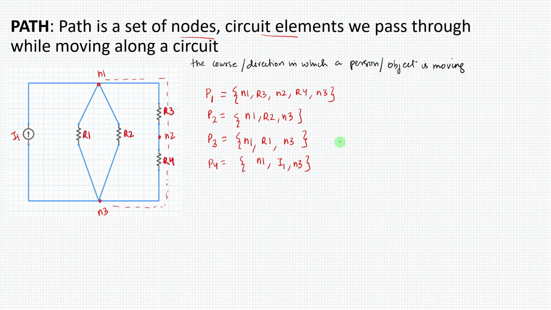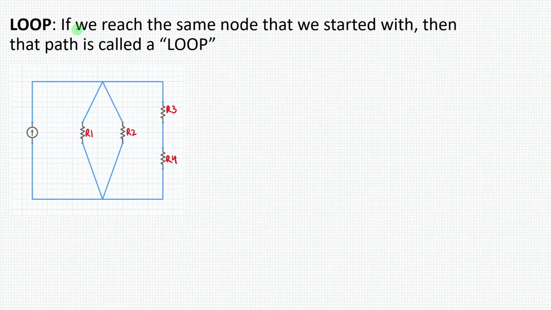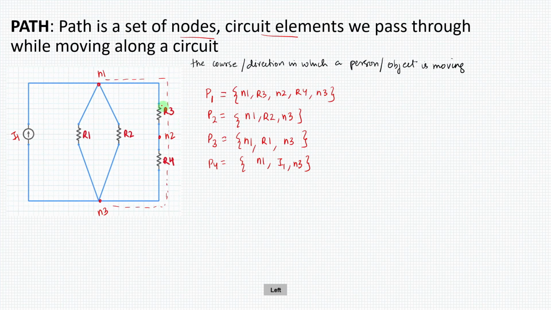Okay, now just like when we defined for networks, whenever you have a network which is having a closed path, you call it a circuit. Similarly, when you are taking a path and it reaches the original node in which you started, it is called a loop. Okay, so let us see that here. So the loop definition is, if we reach the same node that we started with, then that path is called a loop.